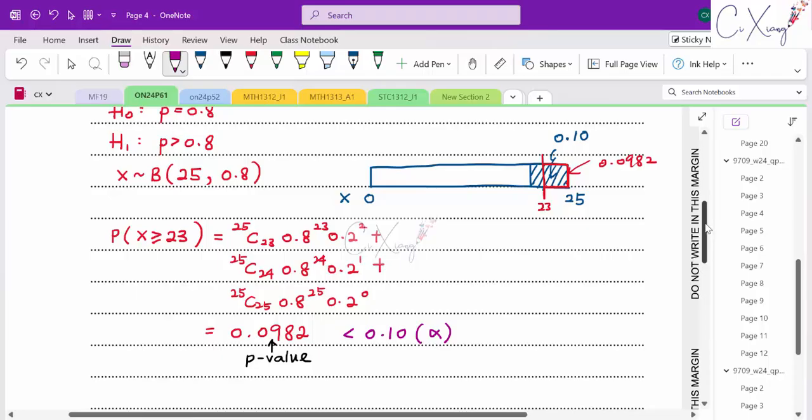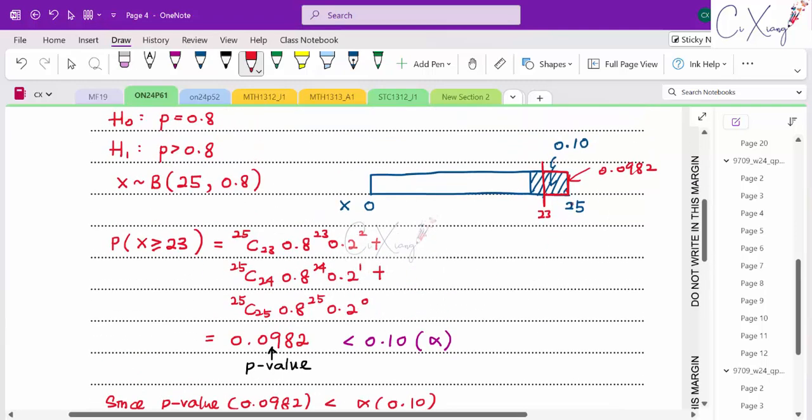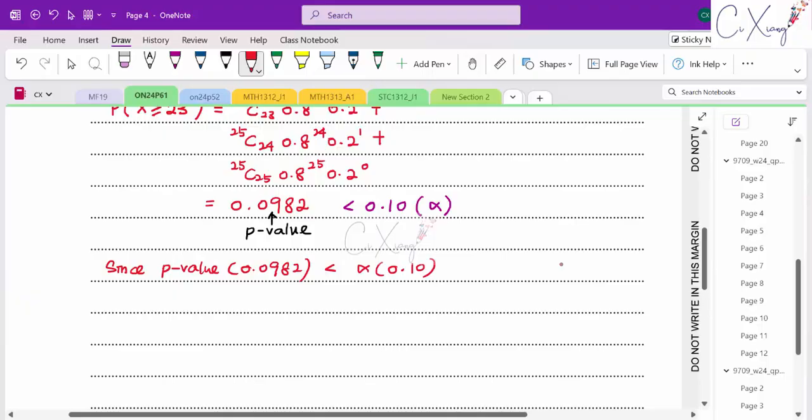So we can actually make a conclusion from this part. You can say something like this, where the p-value is basically smaller than the alpha. And if you're not able to decide from here, then you can try to imagine this not officially correct graph. You can see from here that the 23 actually falls under the rejection region. So your conclusion will be you have to reject the null hypothesis.